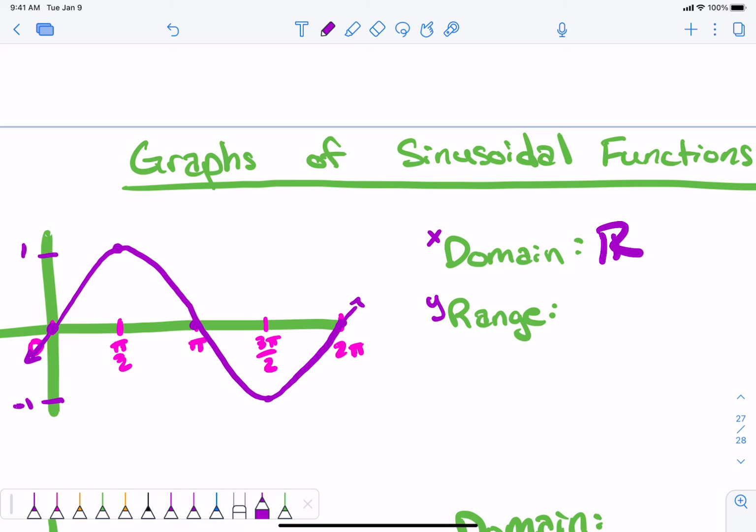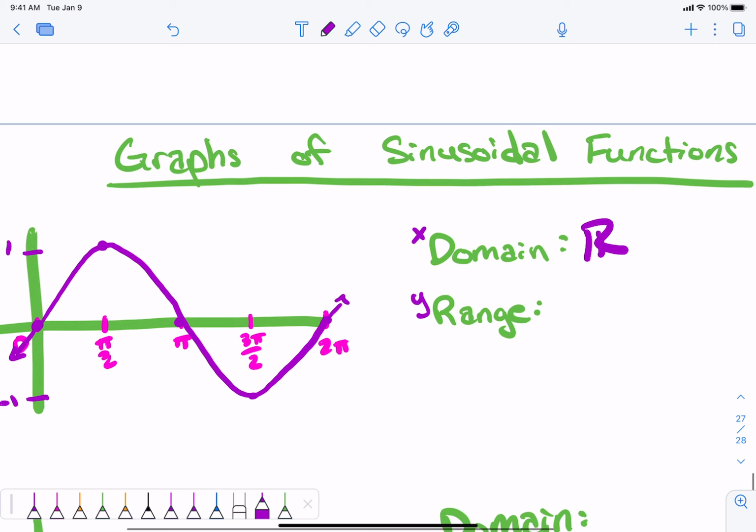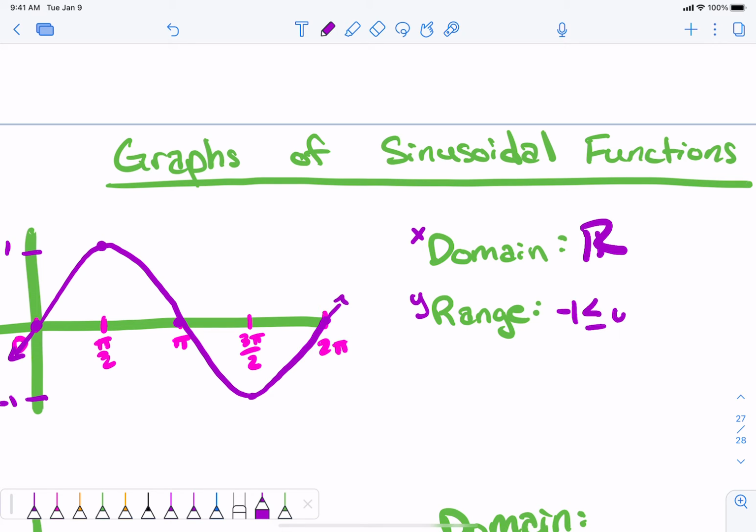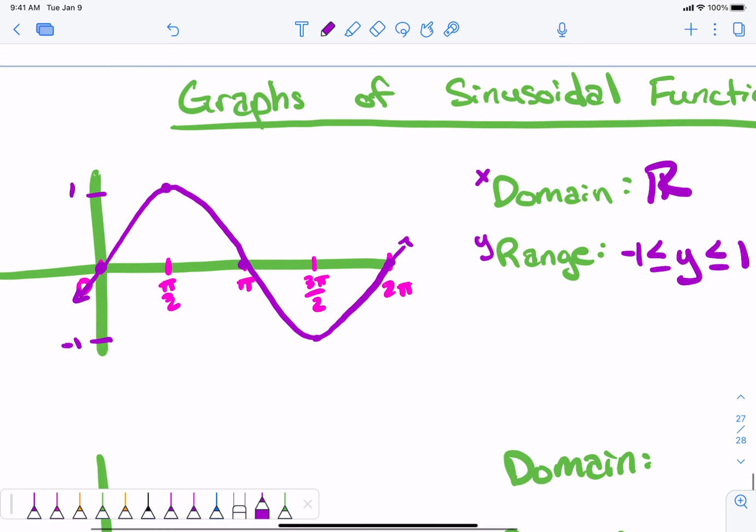The range is the y values. How high does it go? How low does it go? -1 to 1. Do you remember how we write that? y is less than or equal to 1, because it's y in this case. Should it be equal to, or should we just put less than? Equal to, because it is physically touching -1 and touching +1. So those are my domain and range for sine. That is the sine curve.